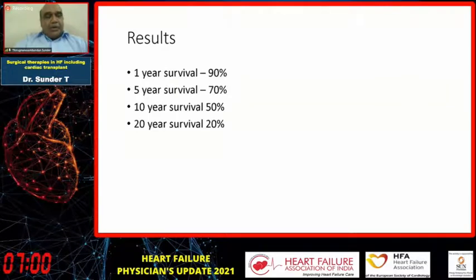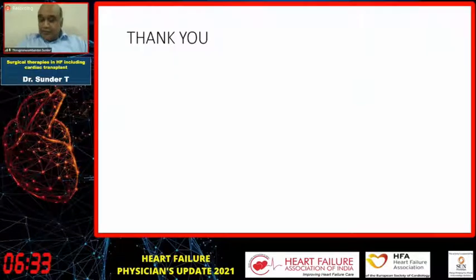So, if we talk about the results of the heart transplant, the 1 year current survival is 90%, a 5 year survival is 70, 10 year is 50, and 20 year is 20%. You need to understand that you are talking about patients who would not have seen the next birthday. In such patients, a 10 year survival of 50% is very, very impressive. And so far, to date, there is no other therapy as good as this. I thank you for your attention.